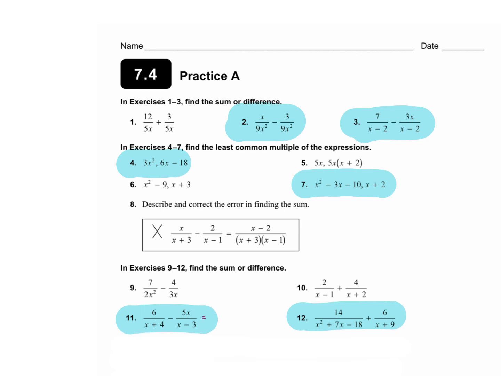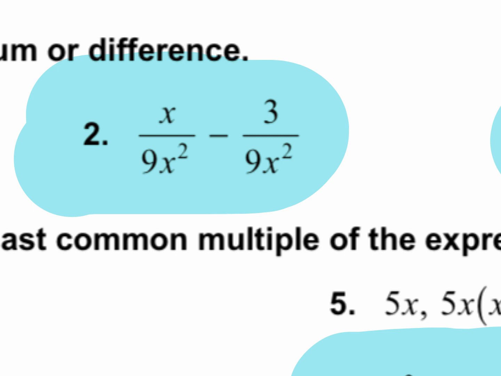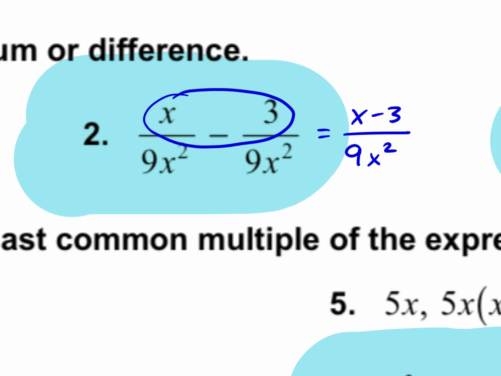So for number 2, we are subtracting our two fractions together. We already have a common denominator, so we can just subtract our numerators. And then the denominator stays the same. So we have x minus 3 over 9x squared.